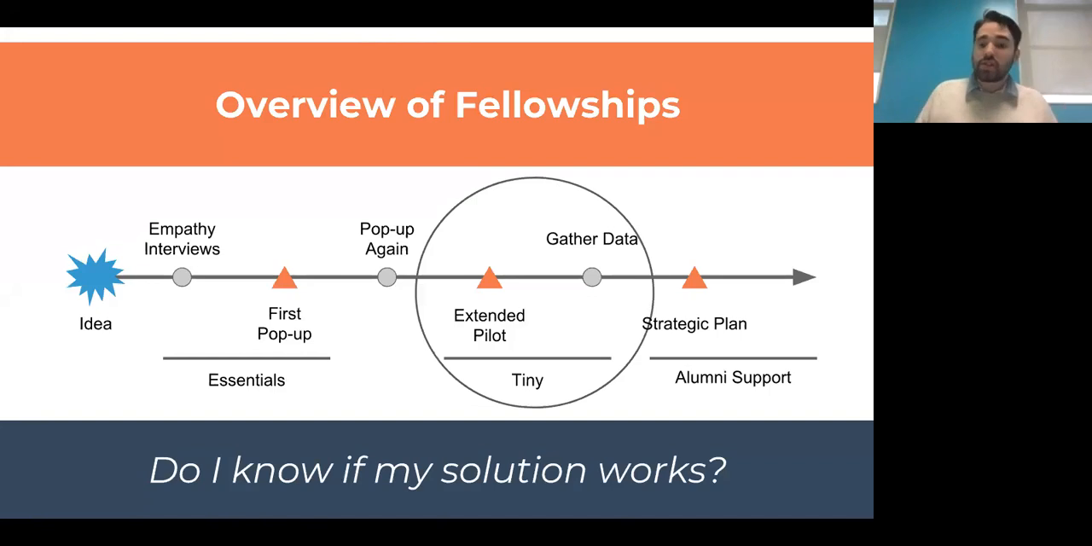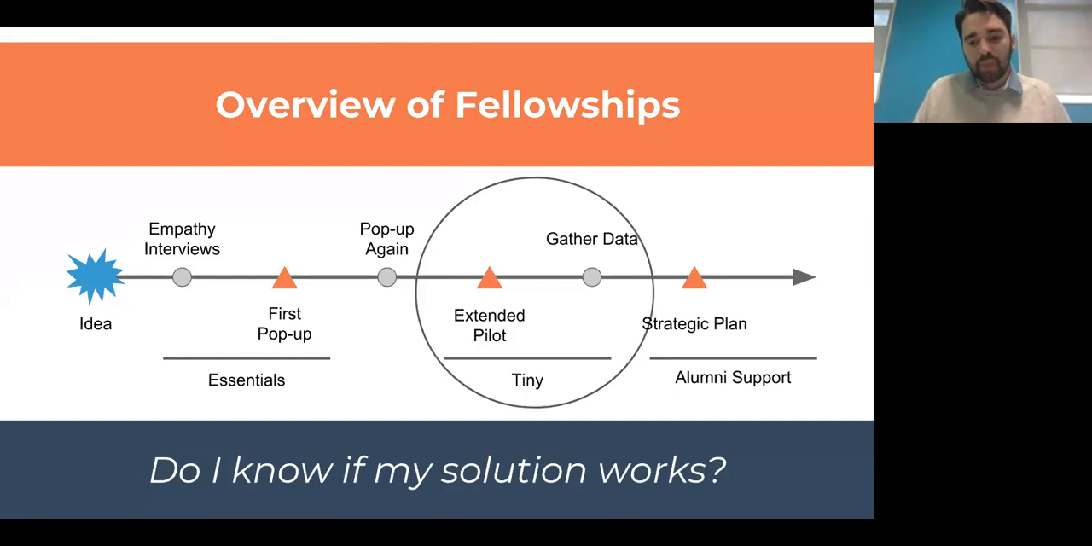And so a good question to ask yourself at this stage is, do I know if my solution works, right? Do I know if what I'm working on is really having the impact and is it effective as I hope it will be? And if you don't know, Tiny could be a really great place to understand that in a really low stakes way.